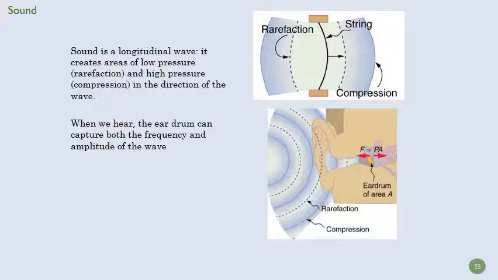So you have areas, say, of high pressure here and of low pressure there. And that hits your eardrum, and then it moves your eardrum, right? If you have a high pressure part of the wave here, and lower pressure here, it's going to compress that eardrum. And so the eardrum picks up the frequency and the amplitude of the wave.